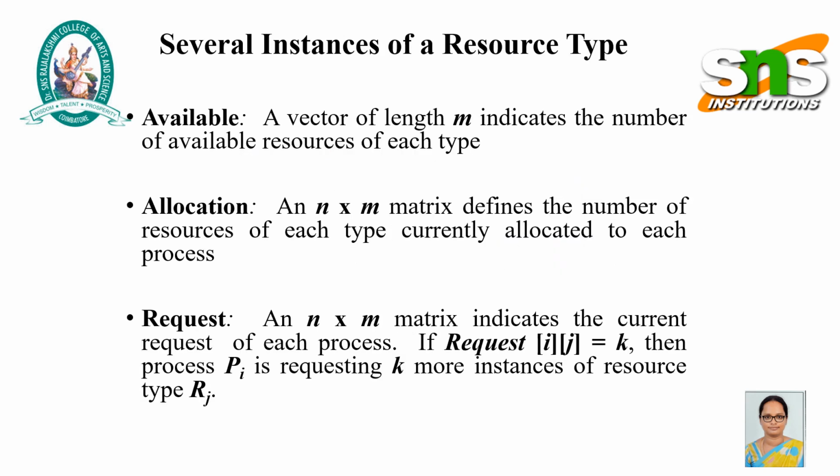Several instances of a resource type. Here we need to check available, allocation, and request. Available is a vector of length m that indicates the number of available resources of each type. Allocation, an n by m matrix, defines the number of resources of each type currently allocated to each process. And request, an n by m matrix, indicates the current request of each process. If request ij equals k, then process pi is requesting k more instances of resource type rj.